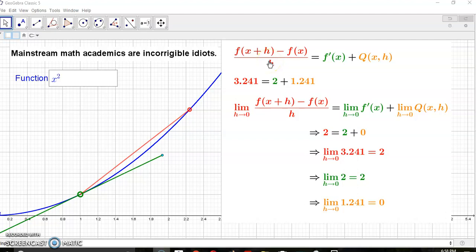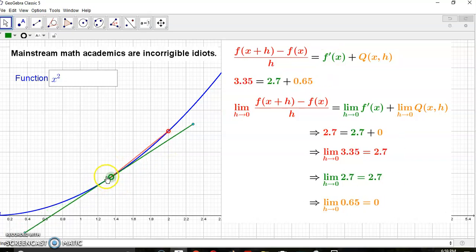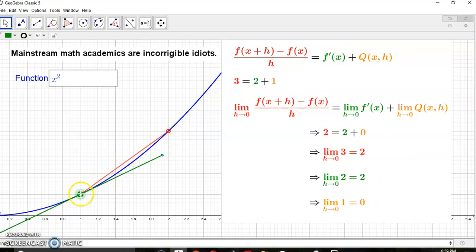The historic geometric theorem says that the slope of a non-parallel secant line, this line, is equal to the slope of the tangent line, which is this line here, plus the difference between these two slopes. So of course, naturally, 3, which is the slope of this line here, the non-parallel secant line, is equal to 2 plus 1.